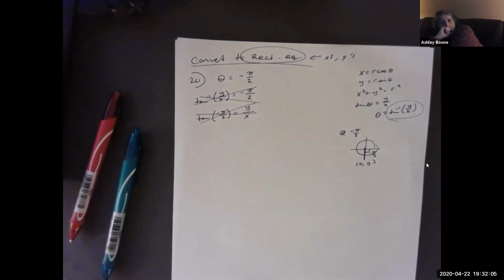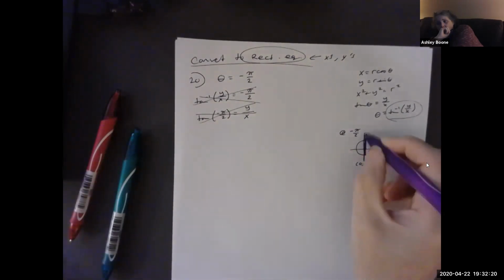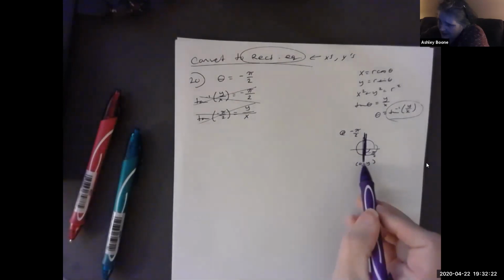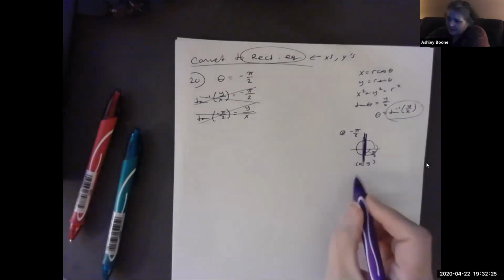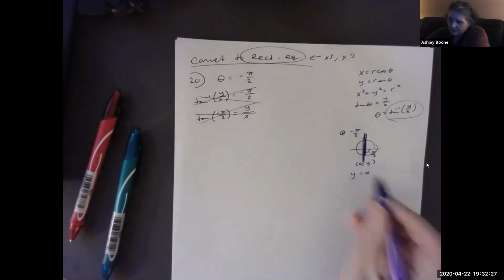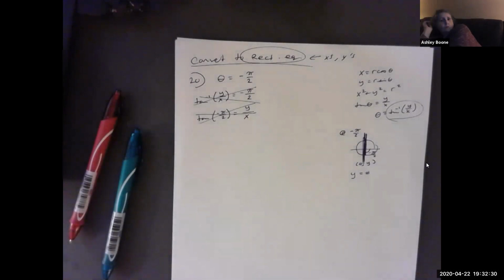Now, think about this. If you know that your angle is at negative pi over 2, what does this mean? This really means anything that has a y value at negative pi over 2 is going to fit y equals some number, just y equals a constant number. And actually, no, sorry, whoa.